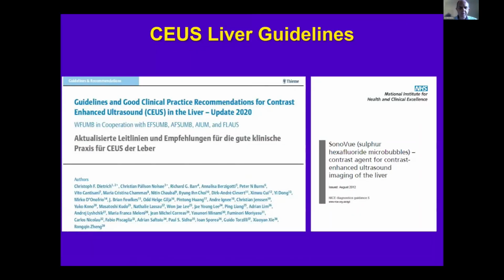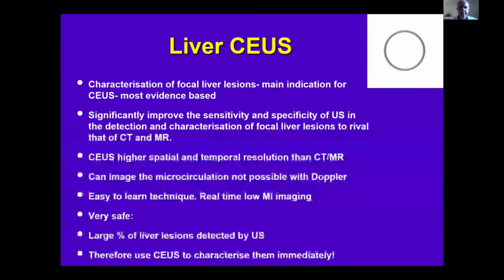Guidelines, we're up to 2020 now in the latest liver guidelines, and it's gone through multiple iterations as the technique has evolved over the 20 years, and it's backed by those nice people at NICE. So the contrast is mainly used for characterization of focal liver lesions. That's the most evidence-based that we have. And contrast ultrasound significantly improves the sensitivity and specificity of ultrasound in the detection and characterization of these focal liver lesions to rival that of CT and MR.